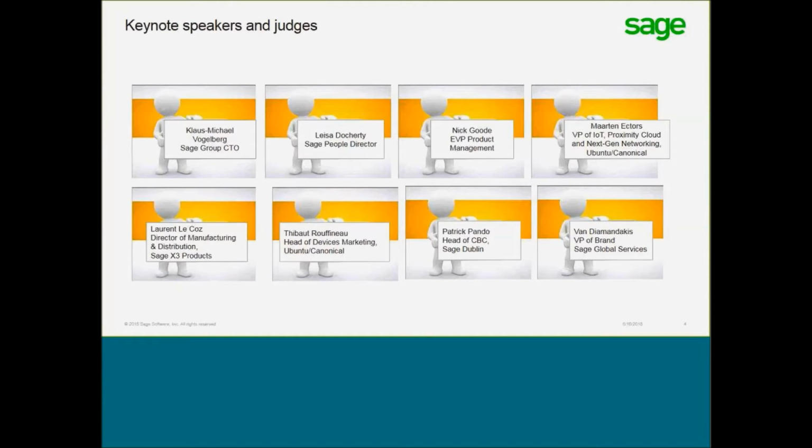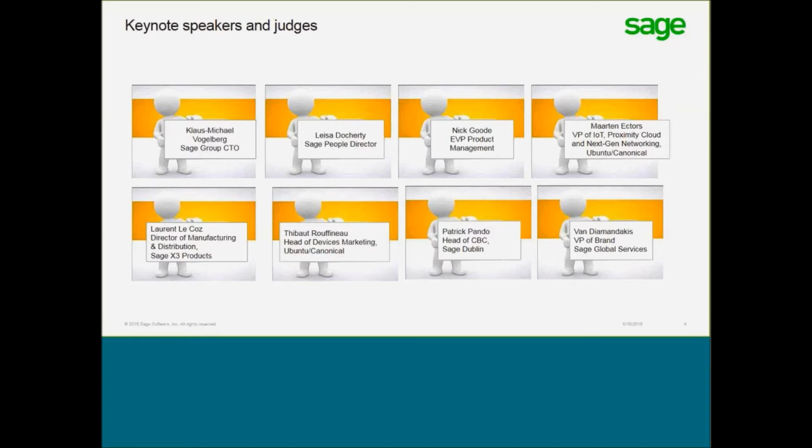We have a great lineup of keynote speakers and judges. We have Klaus-Michael Vogelberg, who is our Sage Group CTO, Lisa Doherty, our Sage People Director, Nick Good, who is our Vice President of Product Management. We also have Martin Exers from Ubuntu Canonical, who has a long job title but is the Vice President of IoT, Proximity Cloud and Next Generation Networking, who will also be presenting his keynote speech.